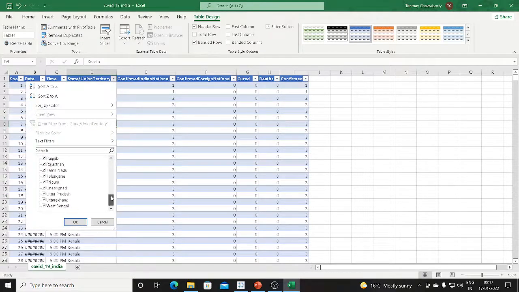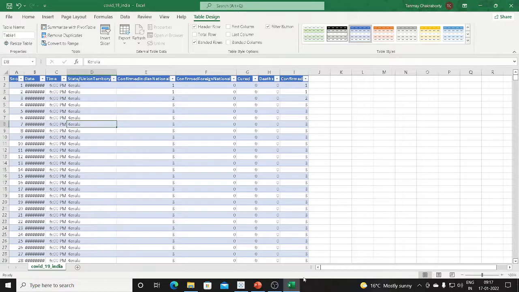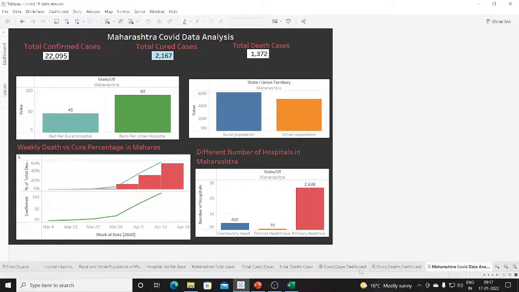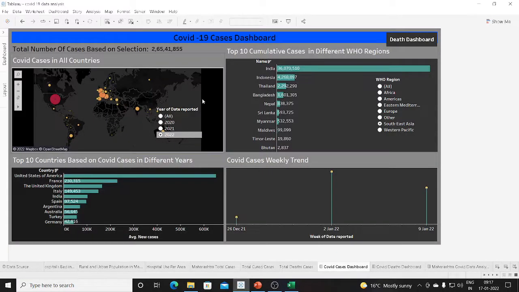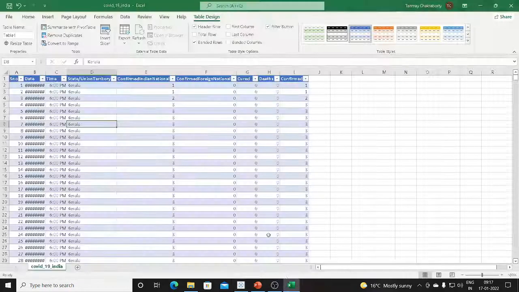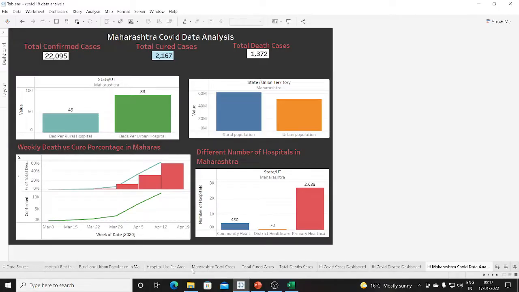So there we have detailed information about the states, and these datasets are all based on global data, not state-based data. But this data is all about state-based data. So based on this data I have analyzed only the case of Maharashtra, because Maharashtra has a high number of cases.